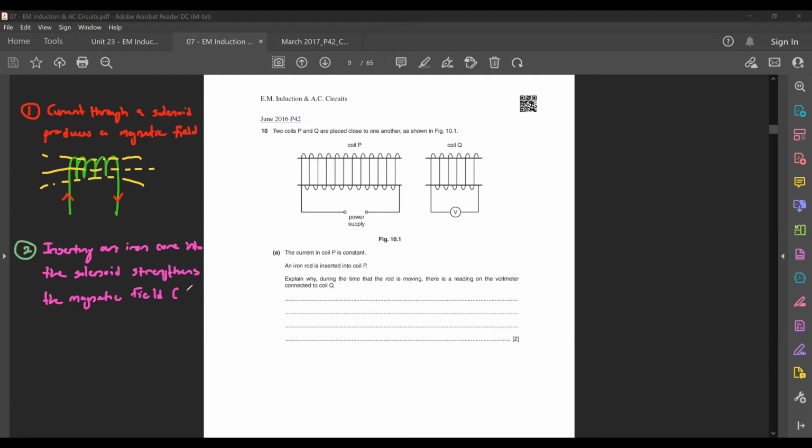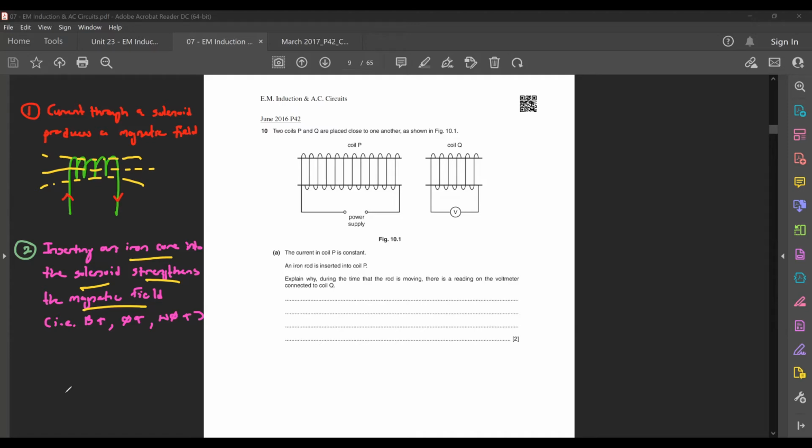So what we can say here is that B increases or flux linkage actually increases, right? Maybe I just write here. For example, your B would increase, your flux would increase, your flux linkage will increase, any one of these. Okay, so the main thing to note here is that when you insert an iron core into a solenoid, it will strengthen the magnetic field. So the field itself actually becomes stronger.